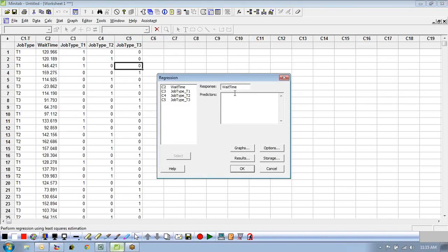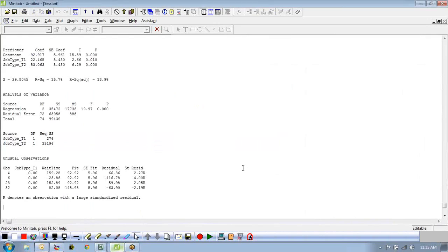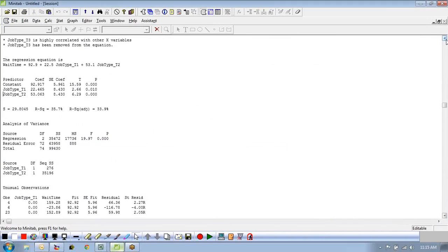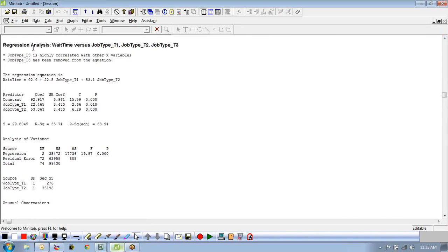So if we put in wait time, let's put in predictors 1, 2, and 3. I'm not going to worry about the graphs or anything like that for now. Let's just click OK and see what happens. Okay, so here it is right here. And it says regression analysis for job type 1, job type 2, job type 3.